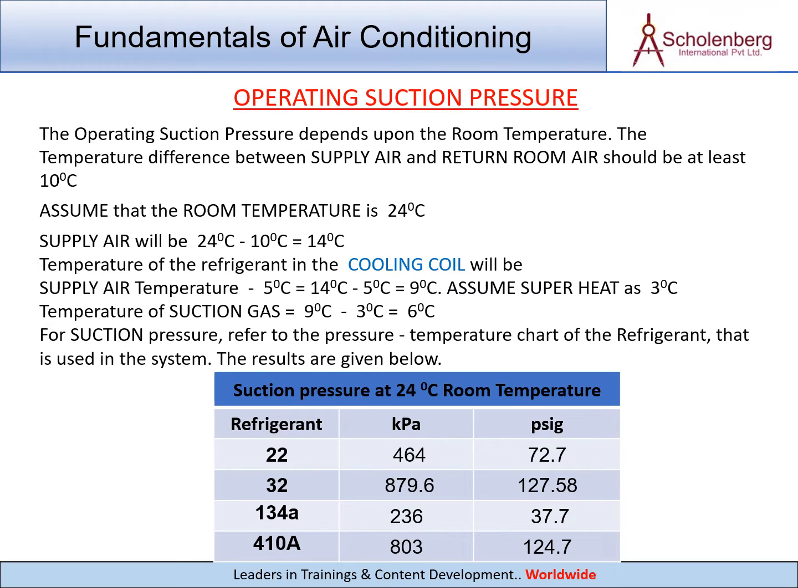Temperature of the refrigerant in the cooling coil will be supply air temperature minus 5 degrees centigrade, equals 14 degrees centigrade minus 5 degrees centigrade, equals 9 degrees centigrade. Assume superheat as 3 degrees centigrade. Temperature of suction gas equals 9 degrees centigrade minus 3 degrees centigrade, equals 6 degrees centigrade. For suction pressure, refer to the pressure-temperature chart of the refrigerant that is used in the system. The results are given below.